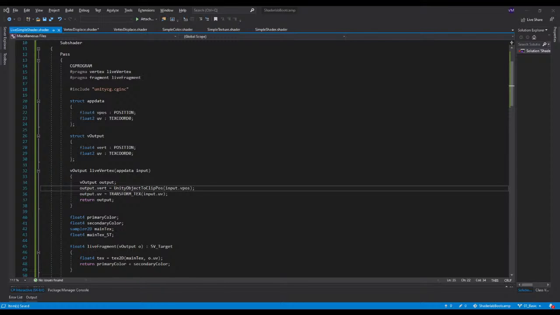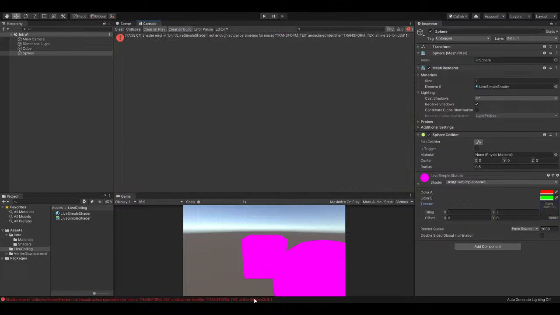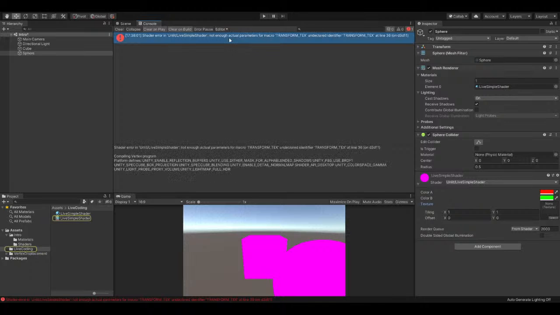So I think I have written the name wrong. Just one second. It has to be UnityCG.cginc. And now let's quickly go and see if it is right or if it is wrong. Okay, and it is wrong. It is completely wrong. Okay, so what does it say? It says not enough actual parameters. Oh, so there are no actual parameters for this.